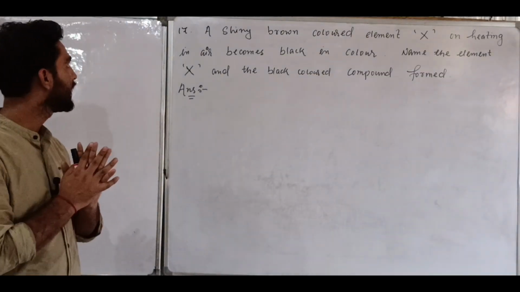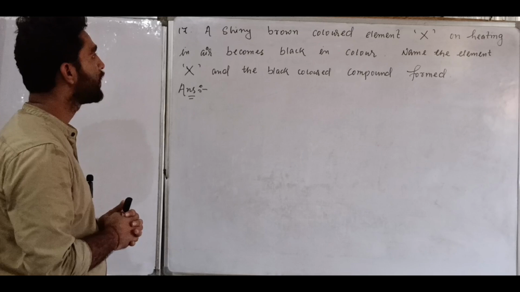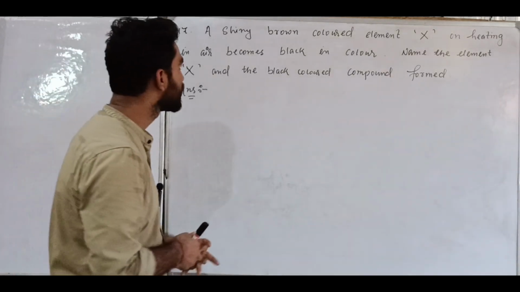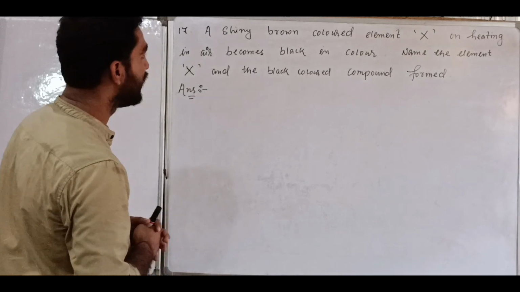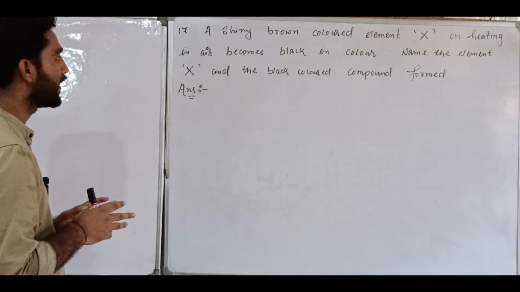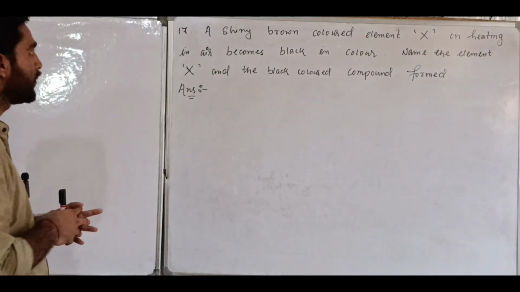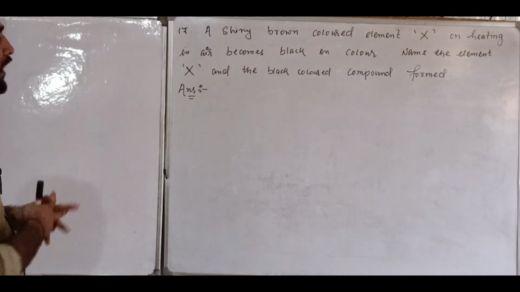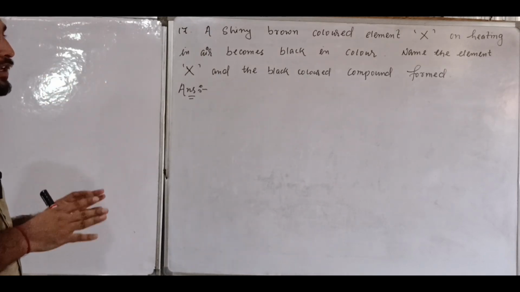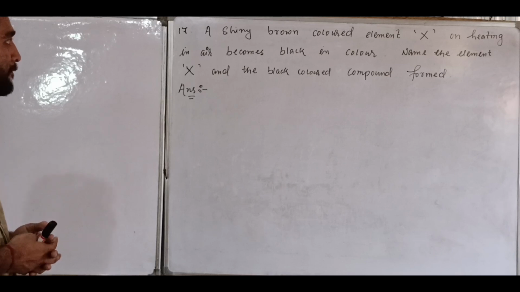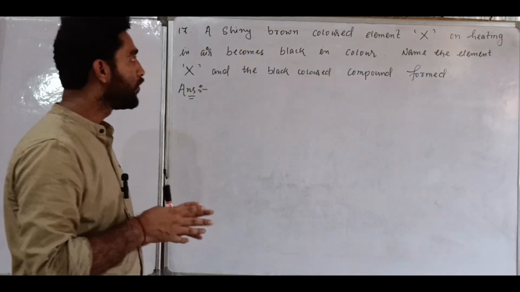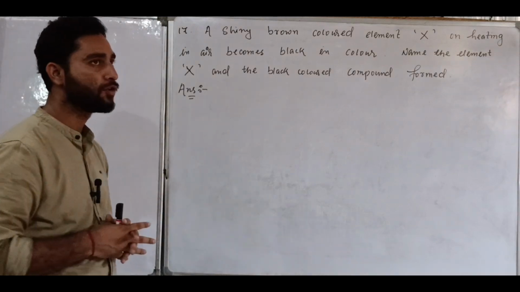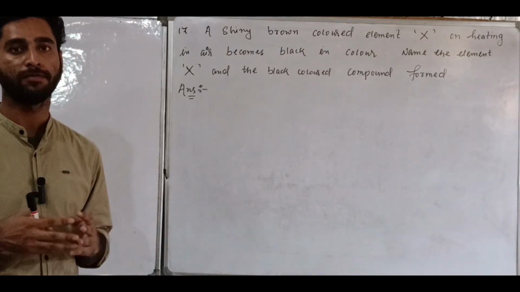Okay, now let's see the next question. A shiny brown colored element X on heating in air becomes black in color. Name the element X and the black colored compound formed. Since the element X has a shining surface, it surely will be a metal. Now, what is the metal which is brown in color? We know that copper is brown in color.